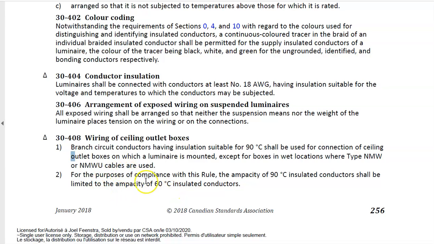And then it says, for the purposes of compliance with this rule, the ampacity of 90-degree insulated conductors shall be limited to the ampacity of 60-degree insulated conductors. What they're telling us is that any time I've got a ceiling outlet box, if I'm trying to size conductors, I need to take the AWG size out of the 60-degree column. The reason for that is they don't want to flow more current through there than what would result in them heating to more than 60 degrees, because there's already so much heat associated with all of my lighting.